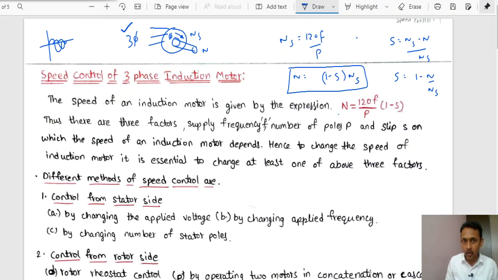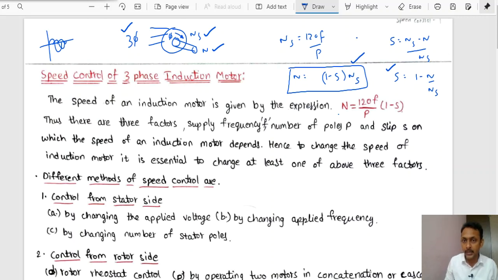Now the rotor rotates with some speed n. So ns indicates the synchronous speed of the revolving magnetic flux, and n is the speed of the rotor. Already we have defined the slip s is given by (ns minus n) divided by ns. So obviously s equals 1 minus n by ns, right? If you want to express the speed of the rotor in terms of synchronous speed ns, n is given by (1 minus s) into ns.